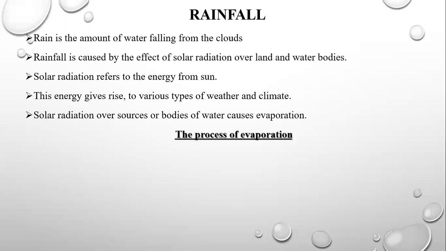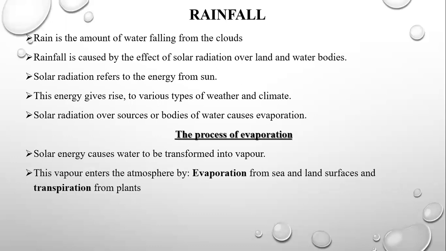Now, how is the process of evaporation? Solar energy causes water to be transformed into vapor. So when a water body, let's take for instance, a lake, receives solar energy from the sun, the water in that lake is heated up and it turns into vapor and rises into the atmosphere where it condenses to form clouds.